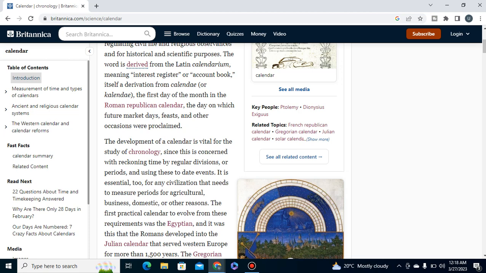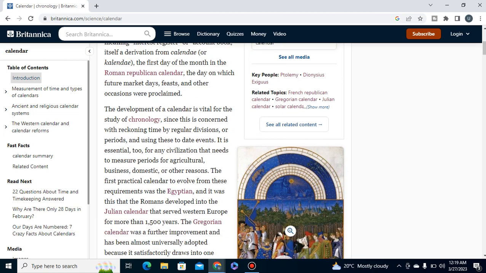The first practical calendar to evolve from these requirements was the Egyptian, and it was this that the Romans developed into the Julian calendar that served Europe for more than 1500 years.